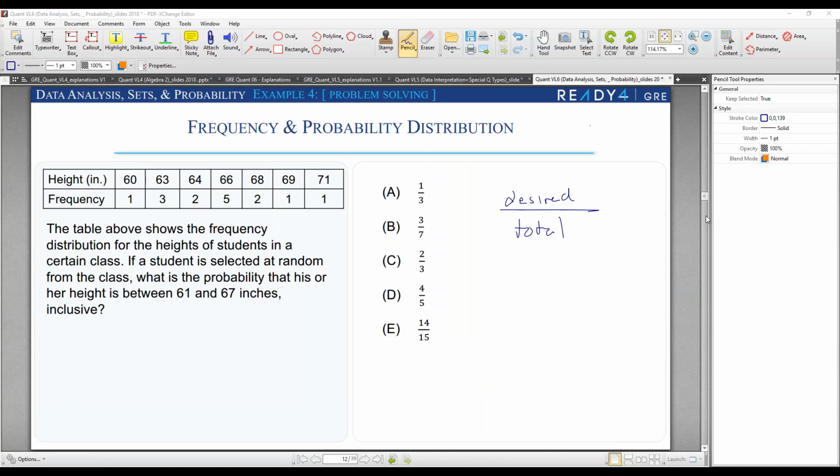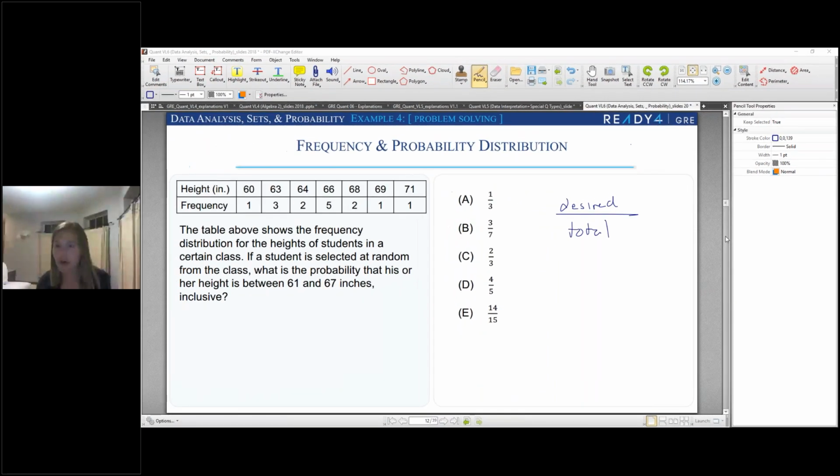All right, so let us see. We got desired over total. Here we go. Cool. So the total number, if the student selected at random per class, what's the probability that his or her height is between 61 and 67 inches?